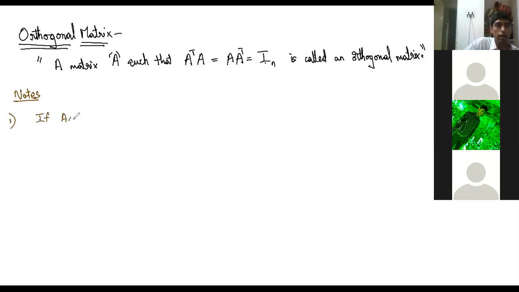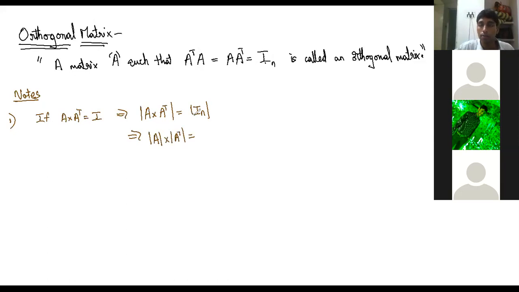First note. If A into A transpose is equal to I, can I take determinant on both sides? Yes, you can always take a determinant on both sides. So determinant of A into A transpose, which is something I have not taught you guys, but still, this can be written as determinant A into determinant of A transpose, and that equals determinant of the identity matrix. What is the determinant of the identity matrix? Any guesses? Think and tell. 0? No. 1.